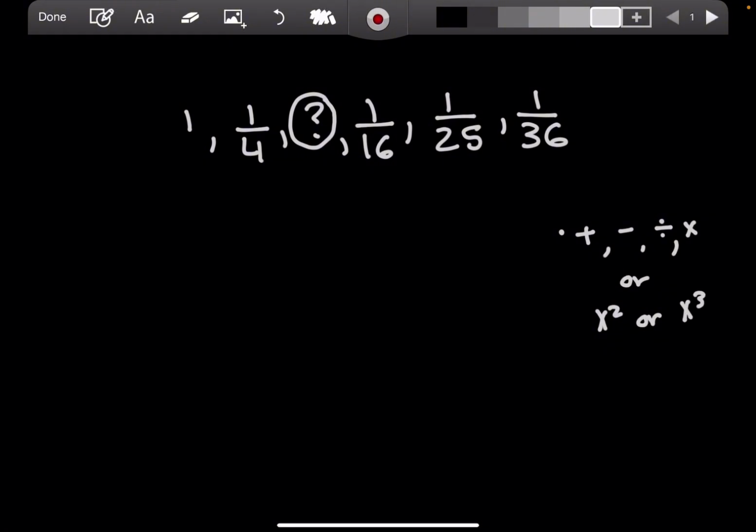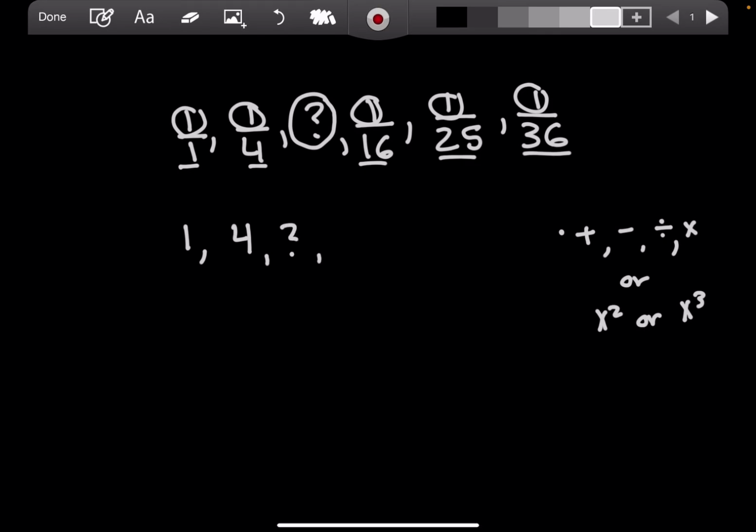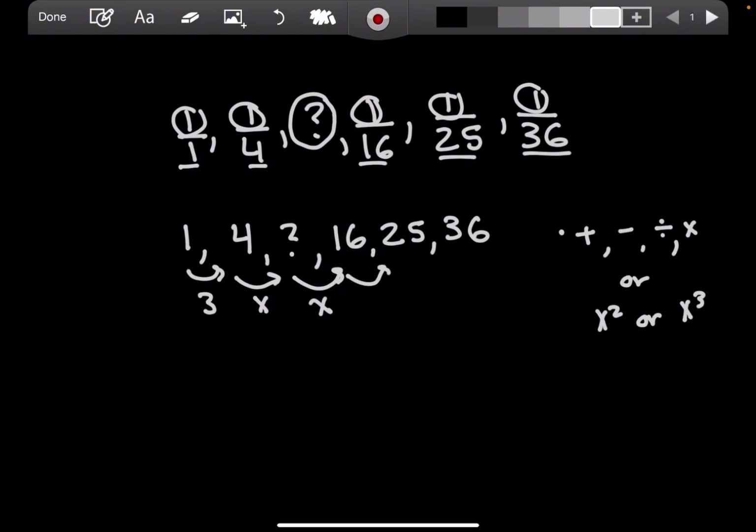So one thing to take a look at with this problem is that this is a 1, but the same way to say 1 is 1 over 1, the numerator is exactly the same. Therefore, we are going to focus on just the denominators. It might be easier just to write it as 1, 4, 16, 25, 36. Now, if we try the addition method, we're going to get 3, mystery here again. Then we're going to get 9 here and 10 here.